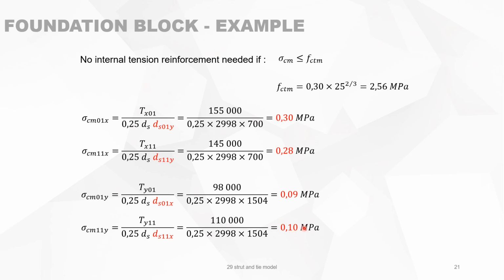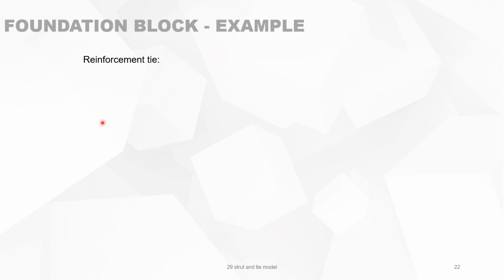You see immediately that the tensile stresses created by the fanning out and the fanning in of the struts are very small. They are less than 1/10 of the allowable stresses. So in most cases, you will not need to put additional reinforcement to cover this. The reinforcement tie is just the total tensile load divided by the yield strength. It gives you 1009 square millimeters.